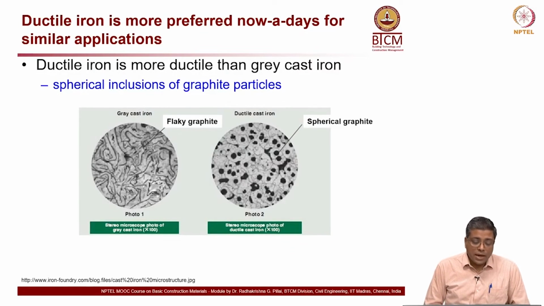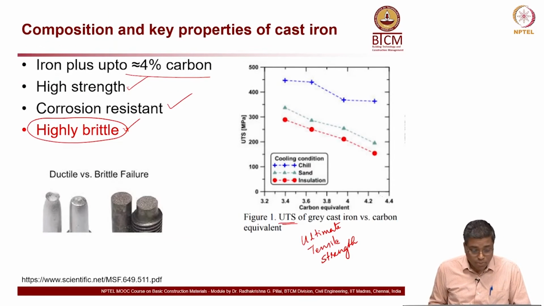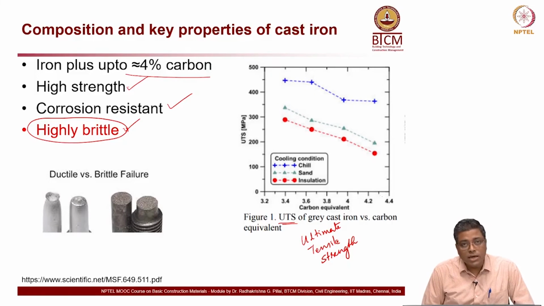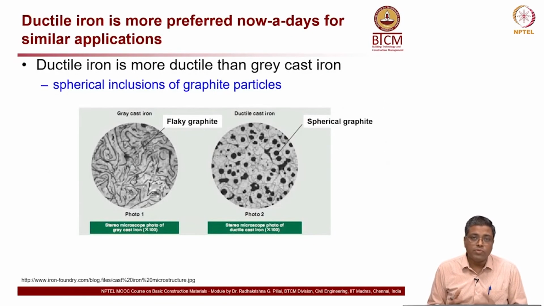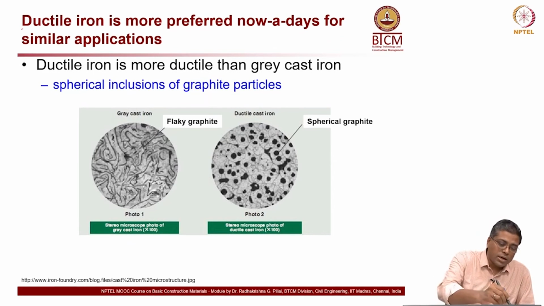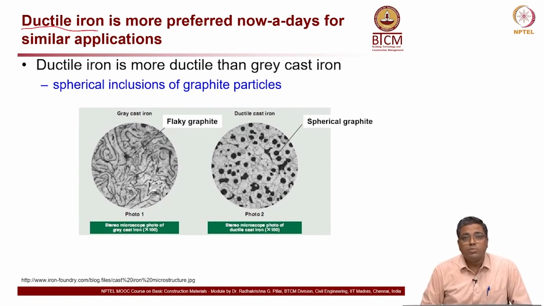Now, there is another property. In the cast iron we talked about that brittleness is the very big problem, or negative, or unfavorable property. So, engineers actually worked on how to increase the ductility, or rather decrease the brittleness. So, they came up with a new product called ductile iron, okay. Now, it is more ductile or less brittle than the gray cast iron.